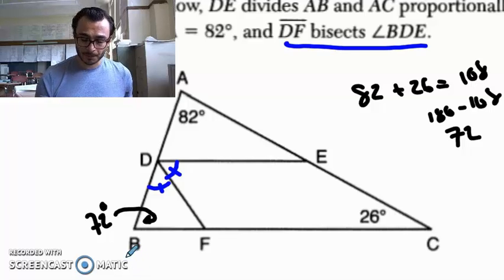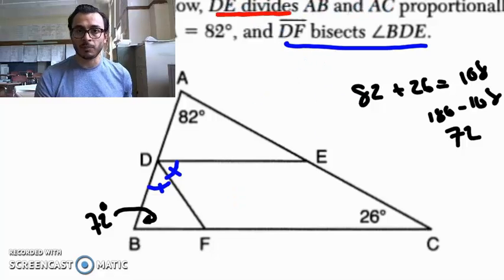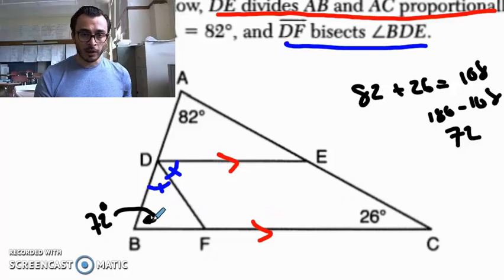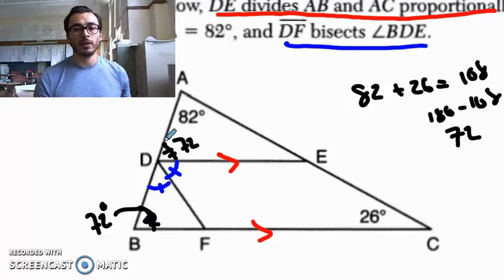Okay, next, they're not explicit about this, but the giveaway is that DE divides AB and AC proportionally. And what's the giveaway? That DE is parallel to BC. So therefore, knowing that angle B is 72, this angle here is also 72. This angle is equal to angle B because they are corresponding angles because of the parallel lines. So if that's 72, that's 72, we can figure out what each of these two angles measure.